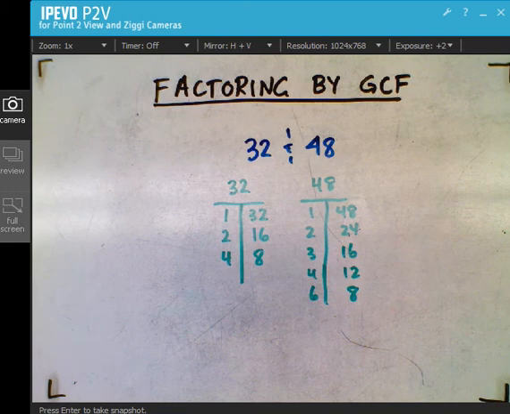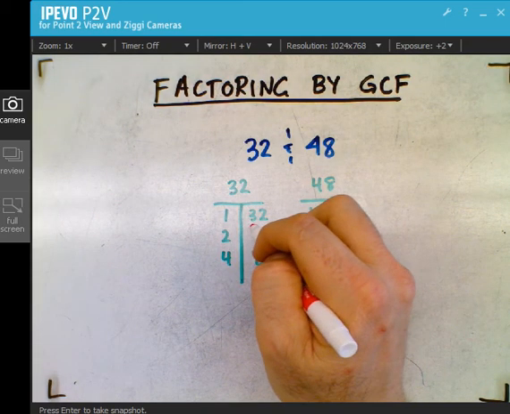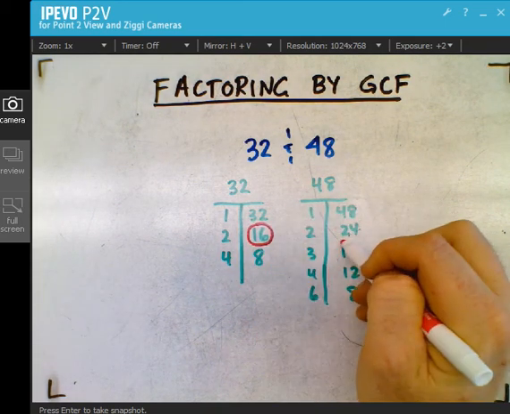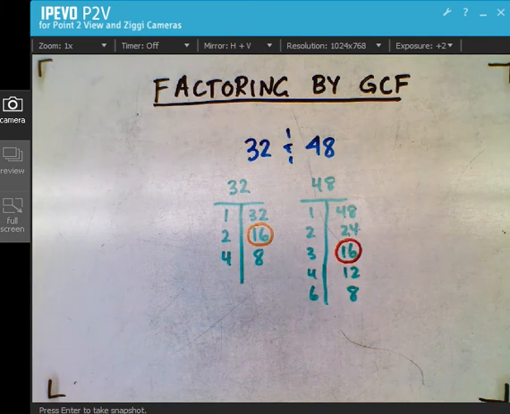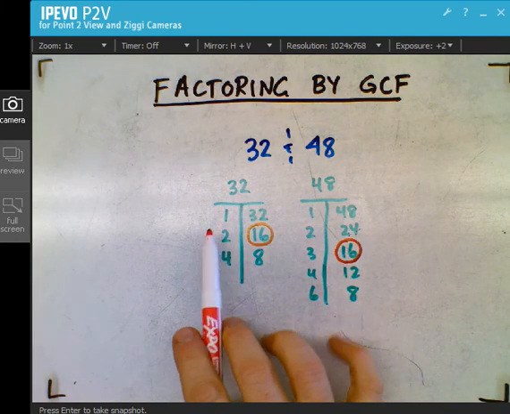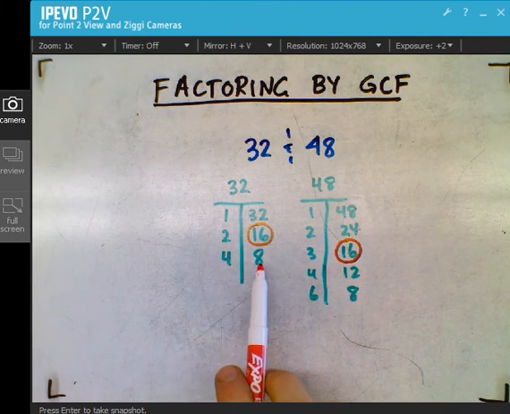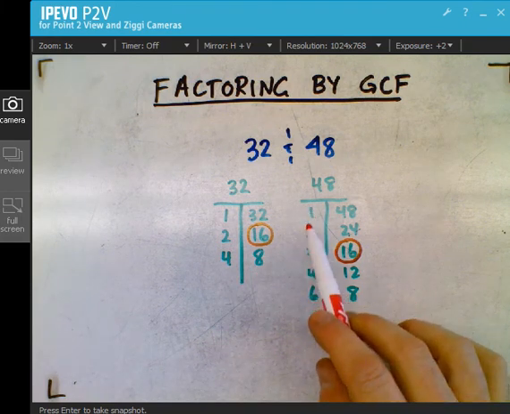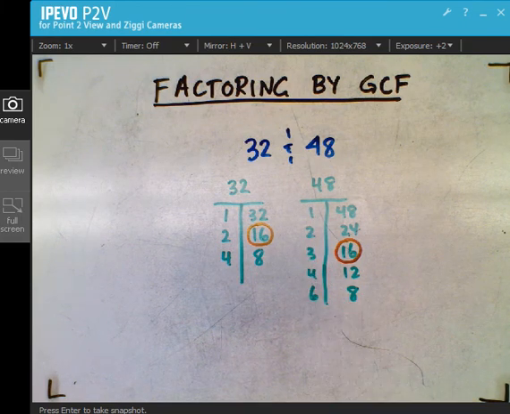The greatest common factor is the biggest factor that they both have. So they both have a greatest common factor of 16. They have other factors in common, 1, 2, 4, and 8. But the greatest common factor is 16.